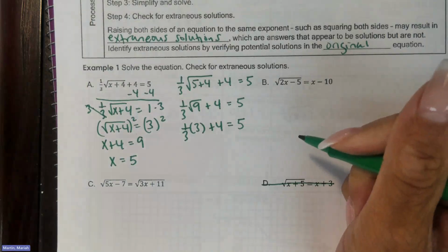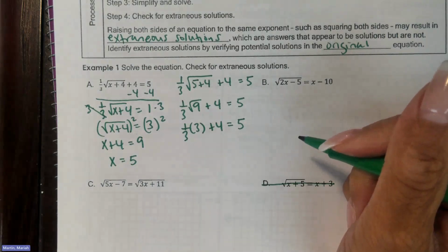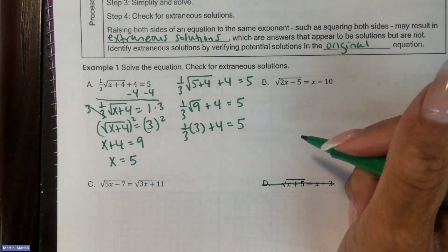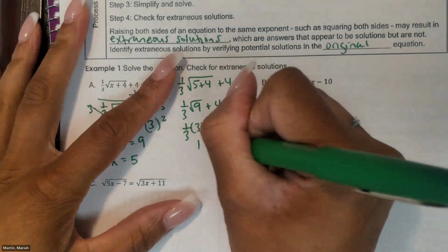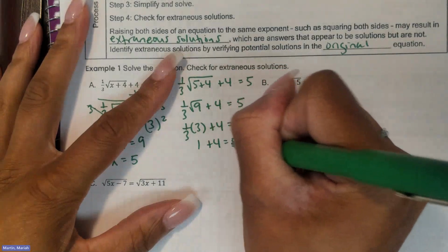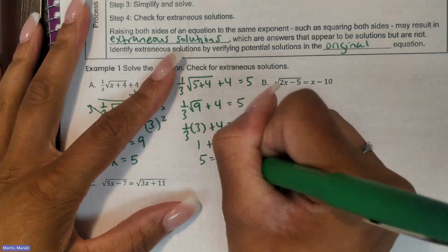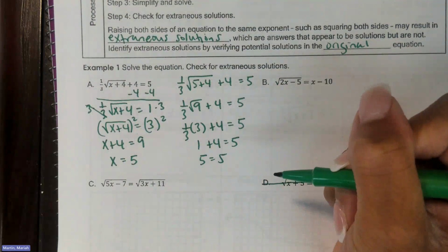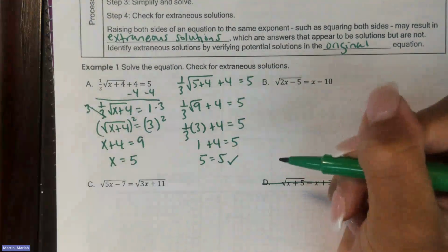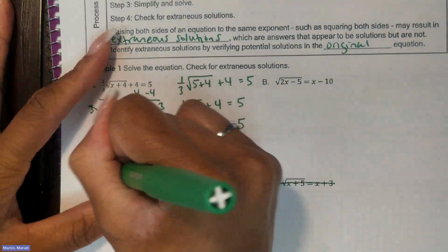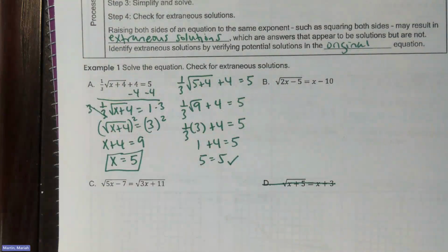Then I have 1/3 times 3. Well, 1/3 times 3 is 1, plus 4. You know where I'm going with this. So 5 equals 5. Because both sides are equal, I get a true statement. That means x equals 5 is a solution, and not an extraneous solution. It is a perfect solution.